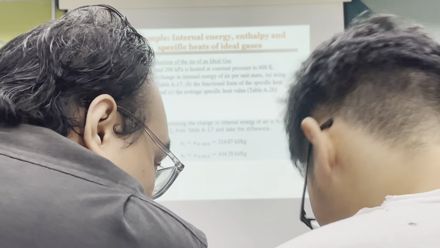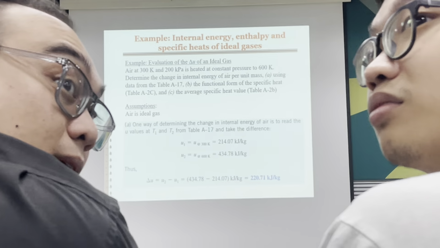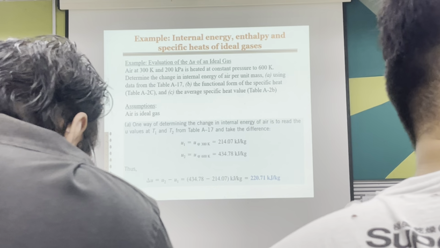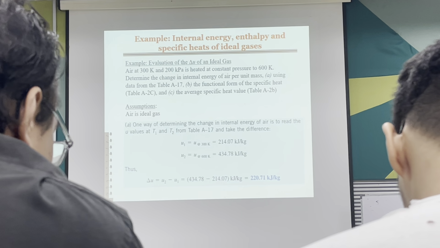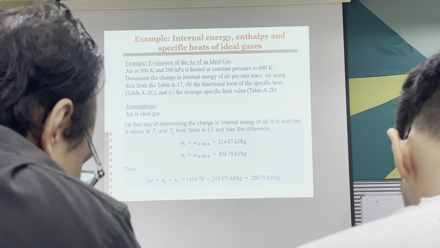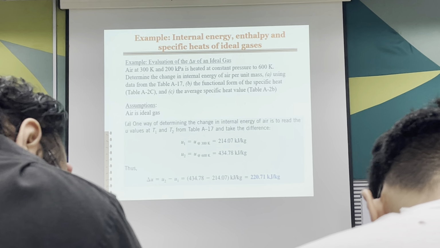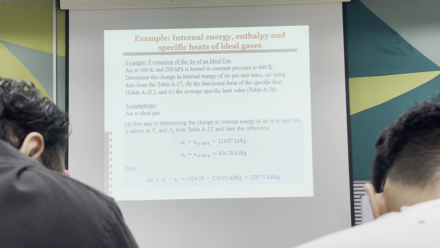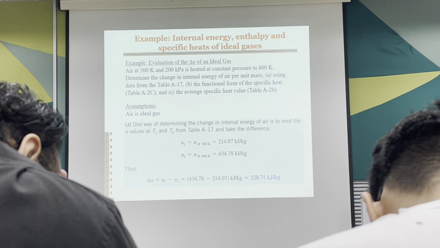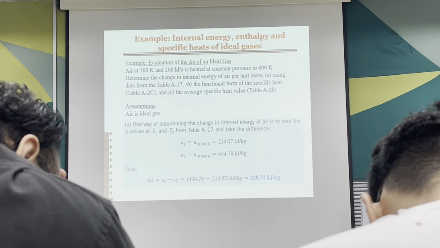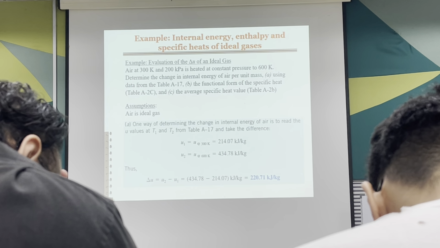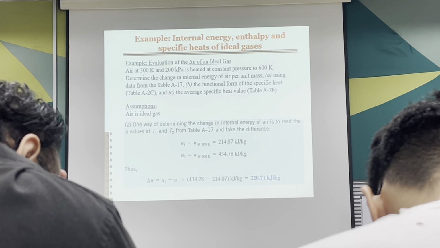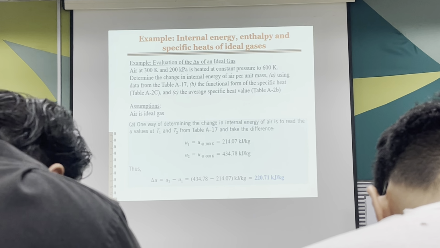So part A is the easiest or the most straightforward method, and also the most accurate. The only issue is you need this table basically. If you don't have access to this table, then B and C will be your method. One way of determining the change in internal energy of air is to read the u value at T1 and T2 from table A17 and take the difference. So just get the u value for 300 Kelvin, get the u value for 600 Kelvin, subtract them, then you get the change in internal energy. This one is very straightforward, so I won't discuss too much here. You can note that the value is 220.71 because we will do a comparison later.